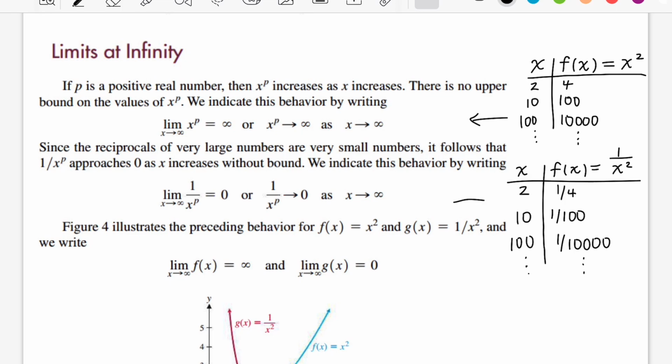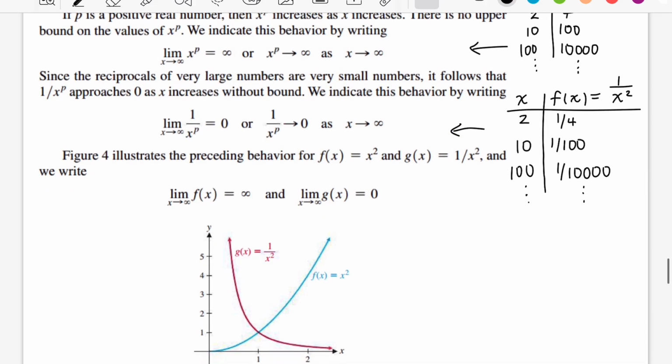So that's what this means here. Okay, and then this graph here shows our f of x equals x squared and our 1 over x squared. So this is the behavior of these guys, and this is symbolically what we would write as x gets closer and closer to infinity.